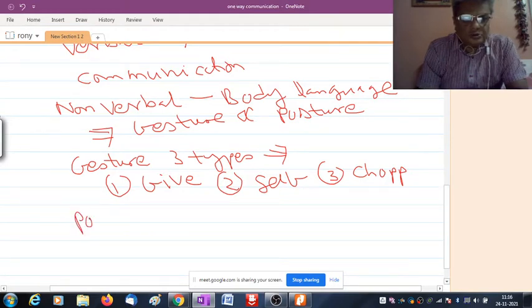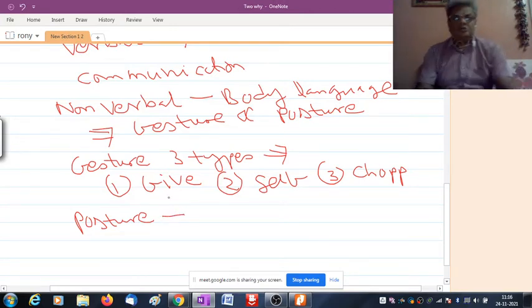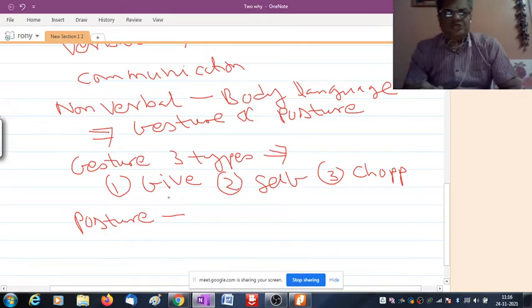Next comes posture. Now posture, some people feel so jittery and so edgy when they face the audience.